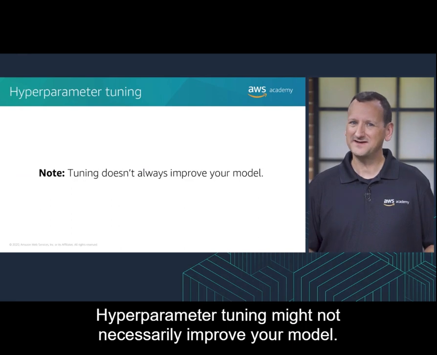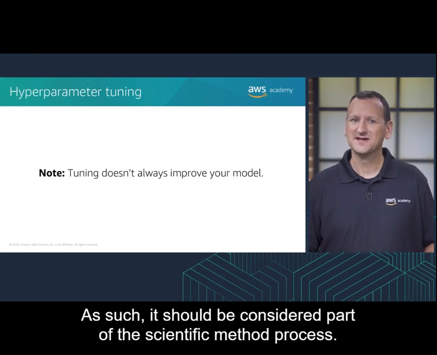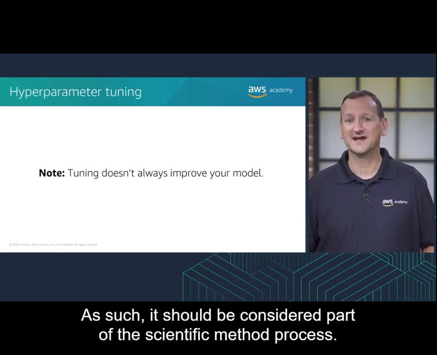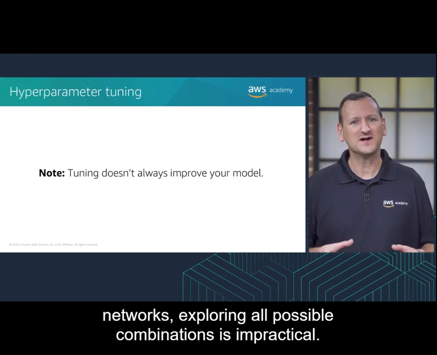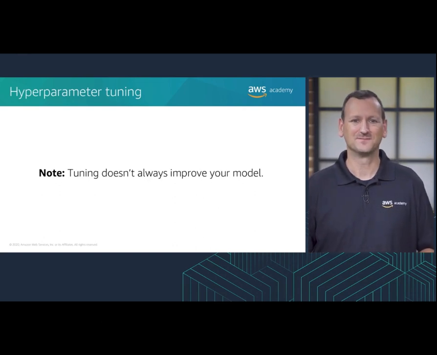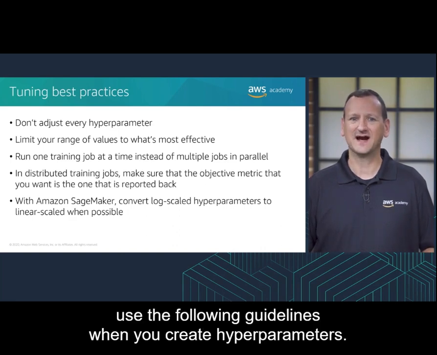Hyperparameter tuning might not necessarily improve your model. It's an advanced tool for building machine learning solutions. As such, it should be considered part of the scientific method process. When you build complex machine learning systems, like deep learning neural networks, exploring all possible combinations is impractical. To improve optimization, use the following guidelines when you create hyperparameters.